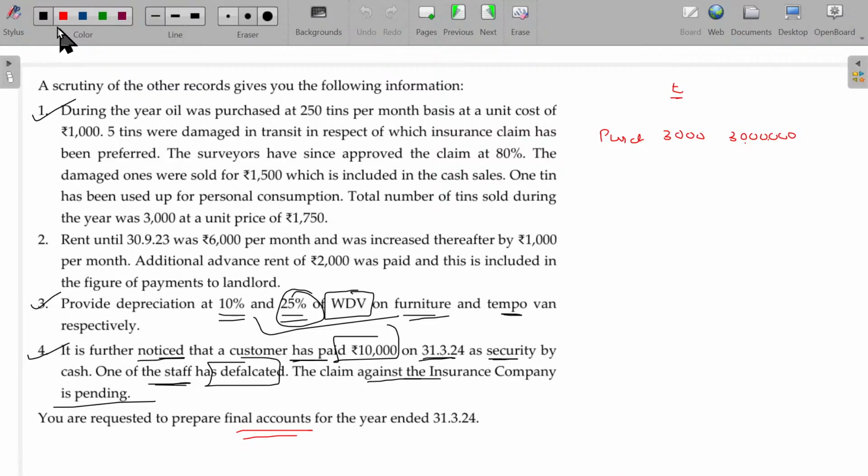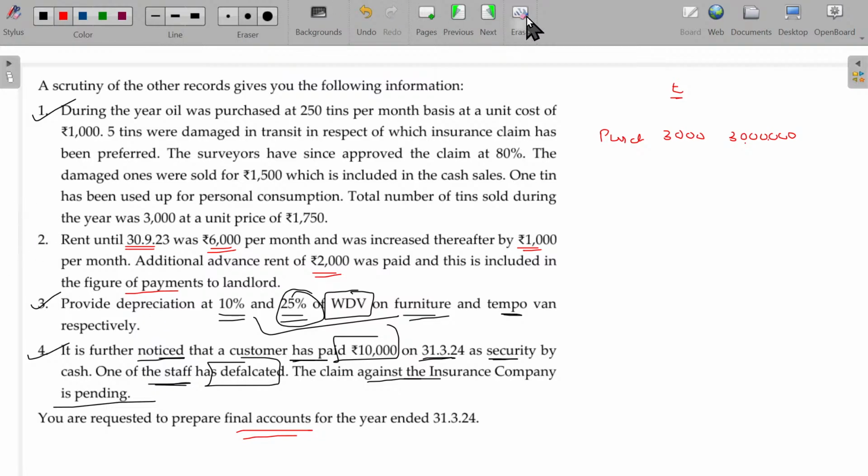The last adjustment: rent until 31/3/23 was 6,000, was increased thereafter by 1,000 per annum per month. Additional advance rent 2,000 was paid, and this is included in the figure of payment to landlord.